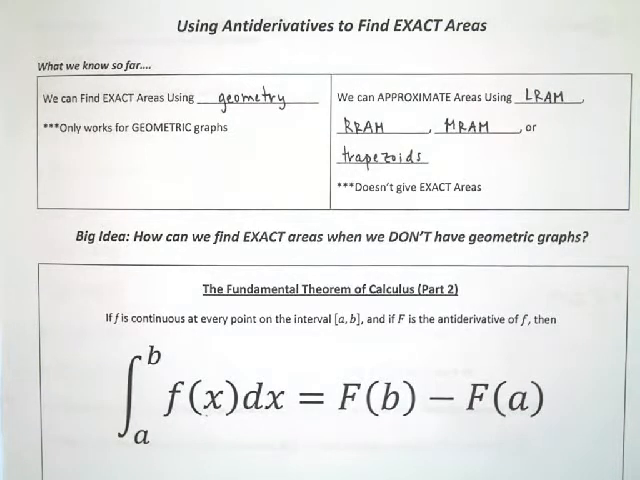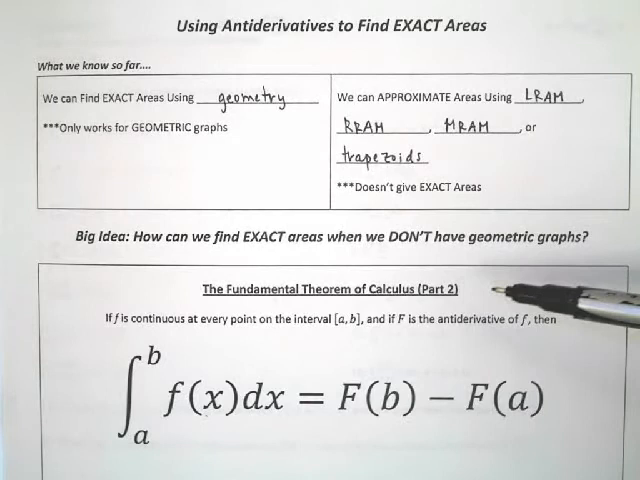So the big idea for today, and what's going to be super important for us the rest of this chapter and going forward this semester, is how can we find exact areas when we don't have nice, neat geometric graphs? And so that is where our fundamental theorem of calculus comes in. Obviously, by the name fundamental theorem, we could tell it's a pretty big deal. So here's what it says.